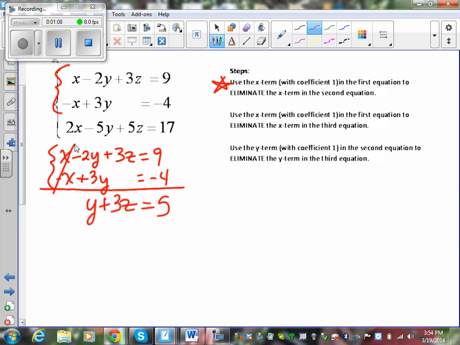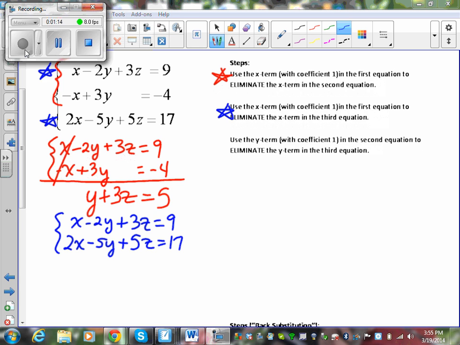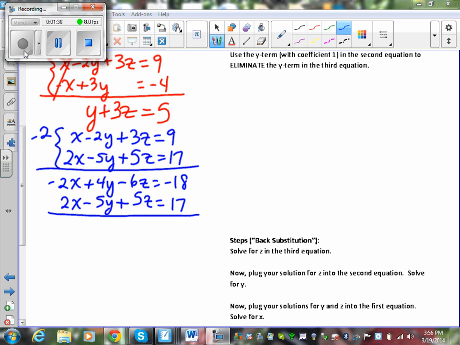Now it says use the x term with coefficient 1 in the first equation to eliminate the x term in the third equation. But when I look at these two, if I added them the way they are, the x terms are not going to cancel. I have a 1x and a 2x. I need them to be perfect opposites. So what I want to do is leave the bottom equation alone, so its x term is 2x, and I want to turn the top equation into having a leading term of negative 2x. That means I will multiply the entire first equation by negative 2.